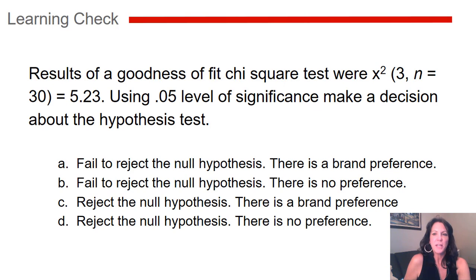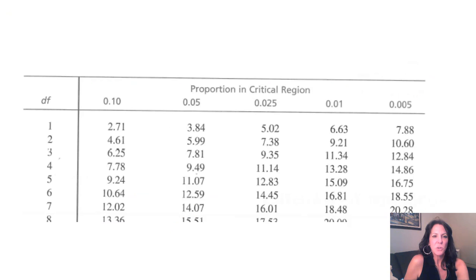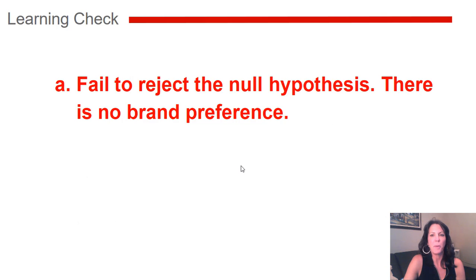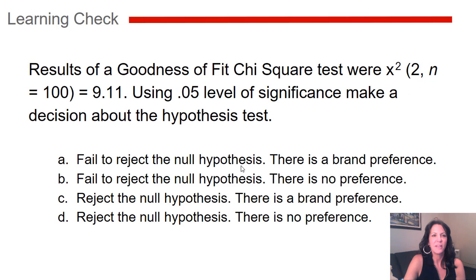Results of a goodness of fit chi-square test were as follows. Using a 0.05 level of significance, make a decision. So we've got 3 degrees of freedom at 0.05. So if you look at the chart here, we have 3 degrees of freedom. At 0.05, the critical value is 7.81. Let's go back. 5.83 was our chi-square. So we fail to reject the null hypothesis.